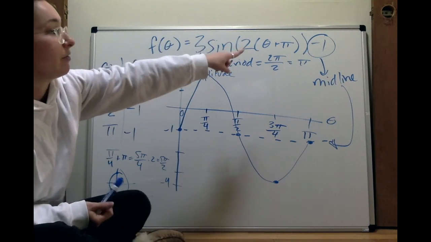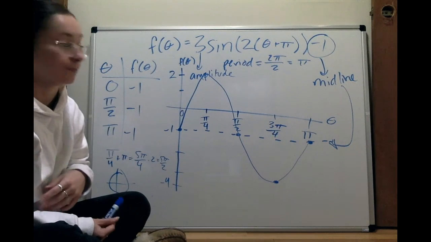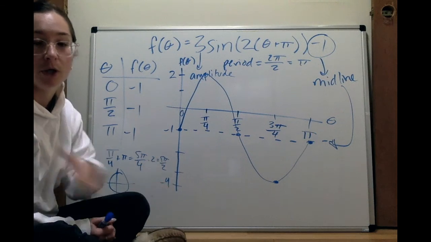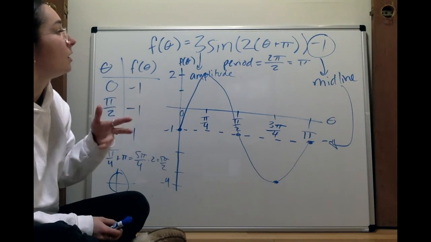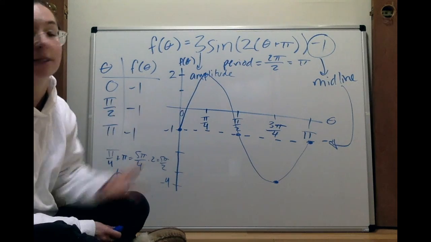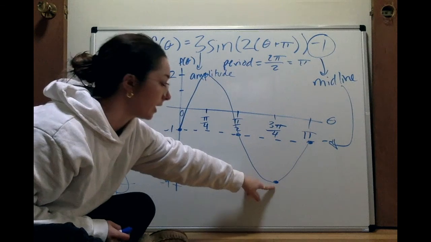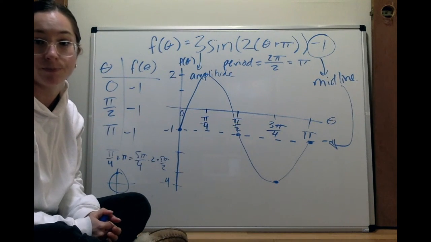And when I plug in pi over 4 here, you get pi over 4 plus pi, which is 5 pi over 4, times 2 is 5 pi over 2, which lands on the unit circle the same place as normal pi over 2. Sine of pi over 2 is 1, times 3 is 3, minus 1 is 2. And then that means that my other one has to be down at negative 4, but I could also plug in 3 pi over 4 and confirm.